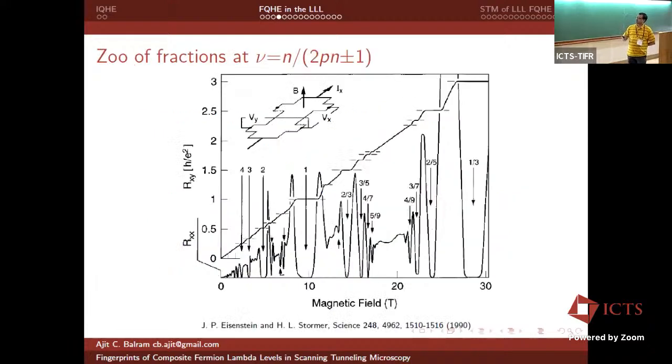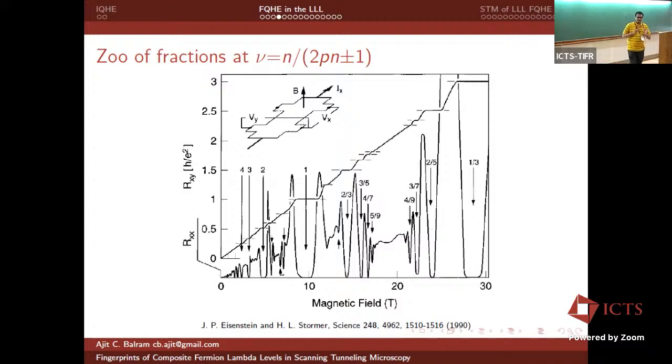Okay? So very soon after Tsui, Stormer, and Gossard's discovery, people made better samples, went to much larger fields, and they saw a whole zoo of fractions. These fractions primarily occur along the sequence n over 2pn plus or minus 1. So this is the 1/3 plateau, then there was 2/5, 3/7, 4/9. In a given Landau level, you have the symmetry called particle-hole symmetry, where you can exchange electron orbitals to hole orbitals. So every fraction at nu can be mapped to a fraction at 1 minus nu. For example, the state at filling factor 2/3, you can view as a 1/3 state of holes.